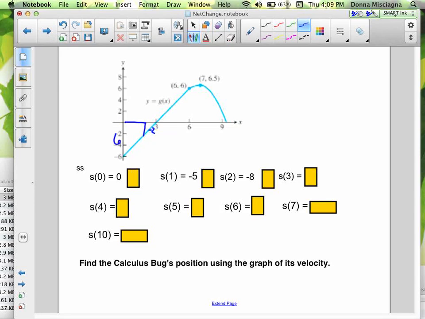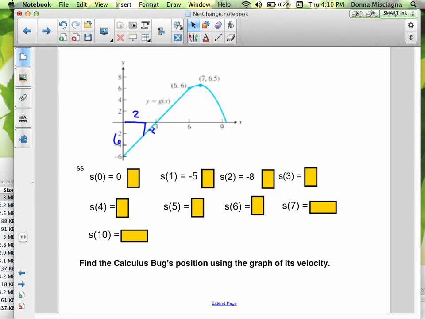So we have 6 plus a negative 2, all right, and that's going to give us negative 8. Negative 8 divided by 2 is negative 4, and then times 2 is going to give us negative 8. All right, so that's the area under the curve.